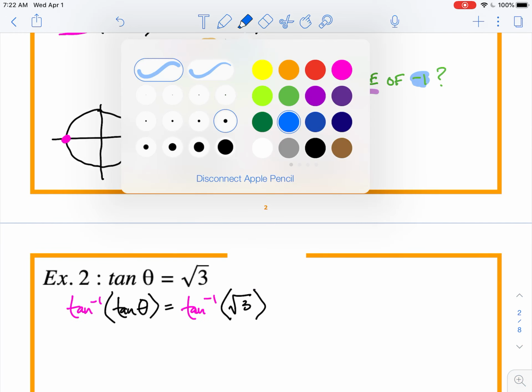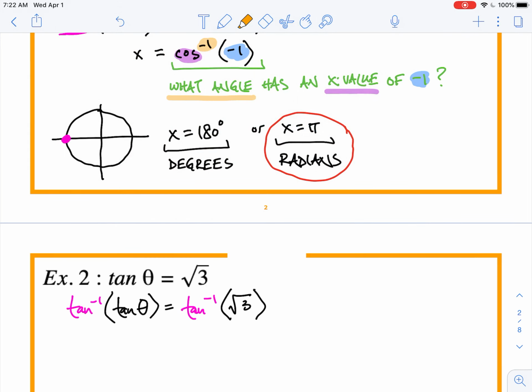Now, if we translate this sentence, we're going to start the same way. We're going to look for this -1 part to tell us that we're looking for an angle. Okay? So let me get to that next line first. This arctan and that tan go away. We get theta equals arctan of root 3.